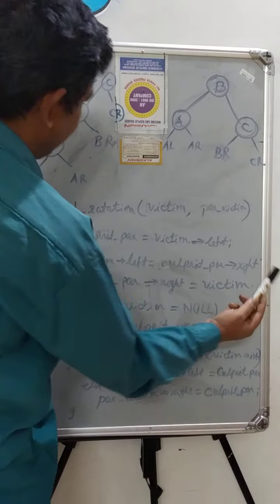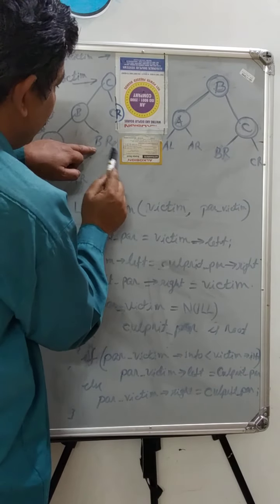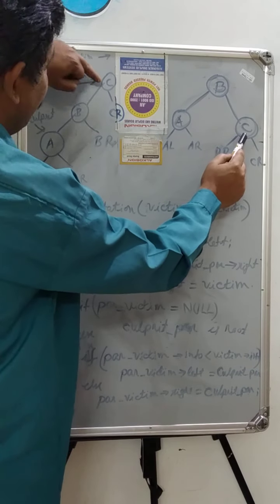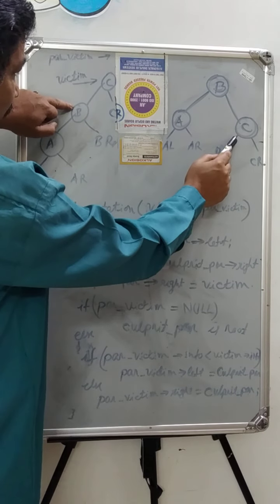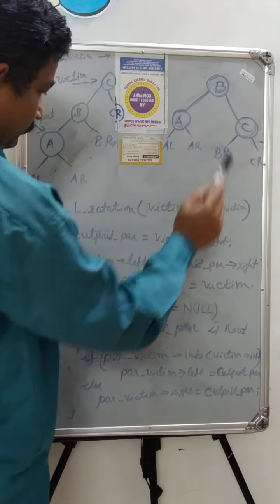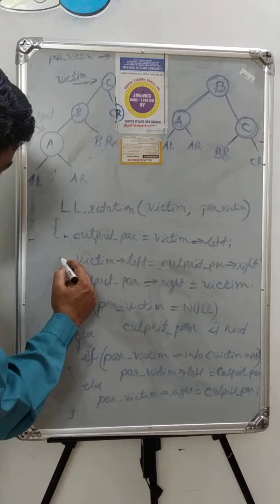Culprit's parent's right part was BR. So BR will be stored in the C node's left pointer. This pointer was previously used for storing the address of B, but we have already freed it with this statement. So these two statements are over.